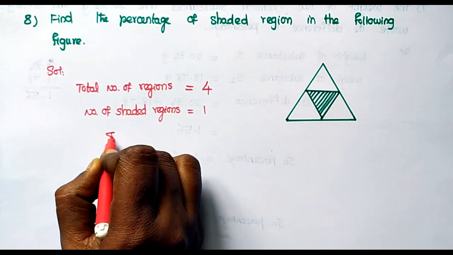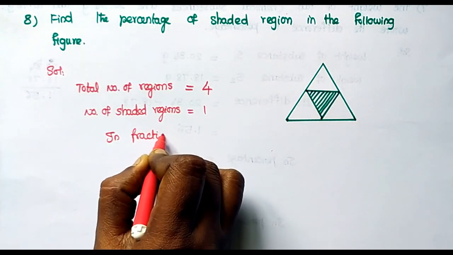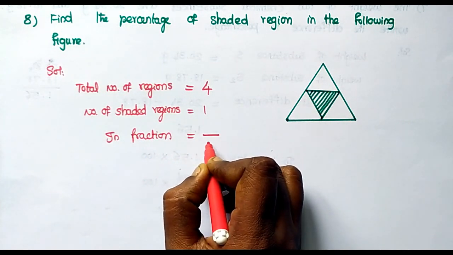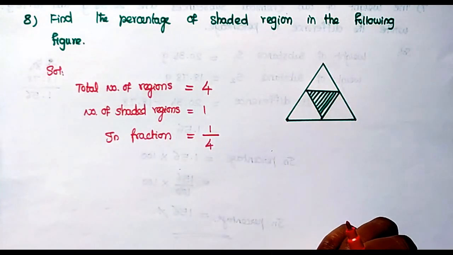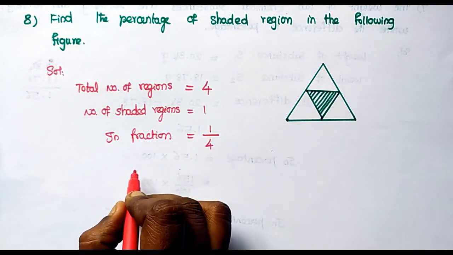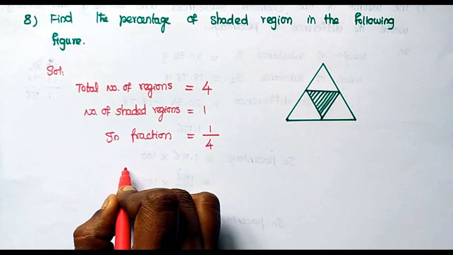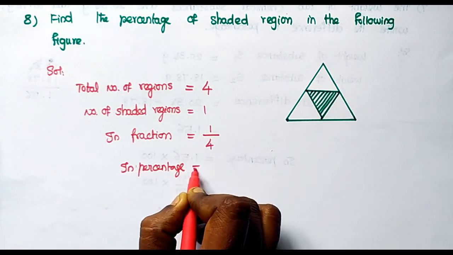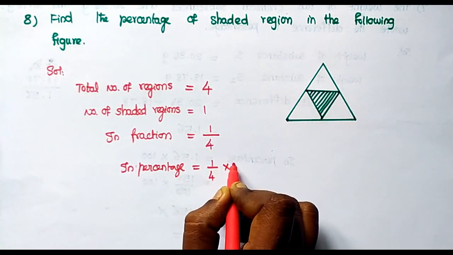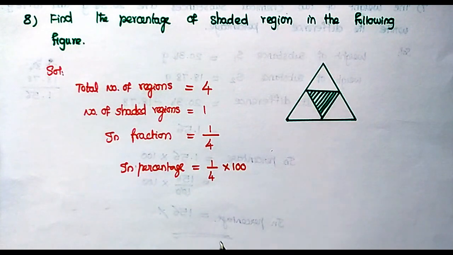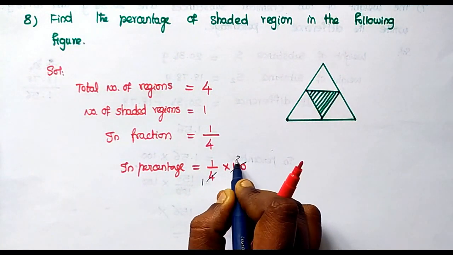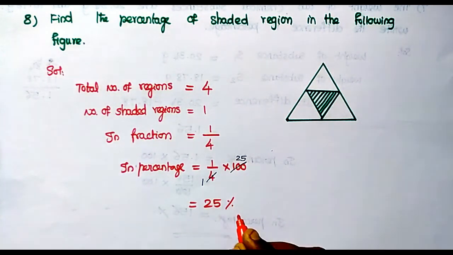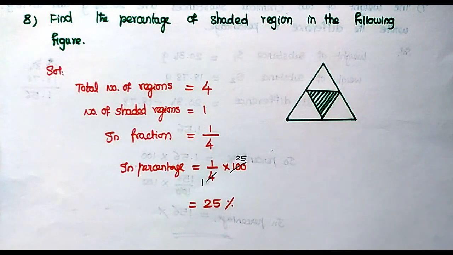Now, in fraction, how will you write in fraction? Out of 4 regions, 1 region is shaded. So they ask in percentage. In percentage, percentage means we have to multiply with 100. So 1 4 is 4, 25 4s are 100. So what is the answer? 25%. That is the answer.